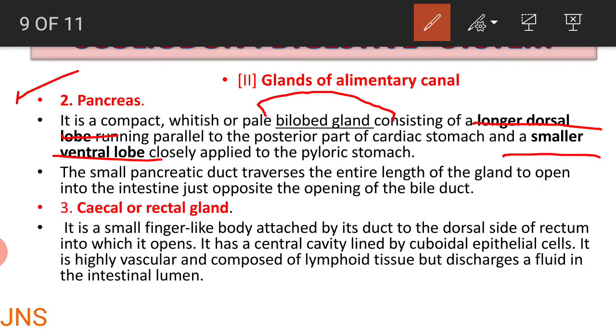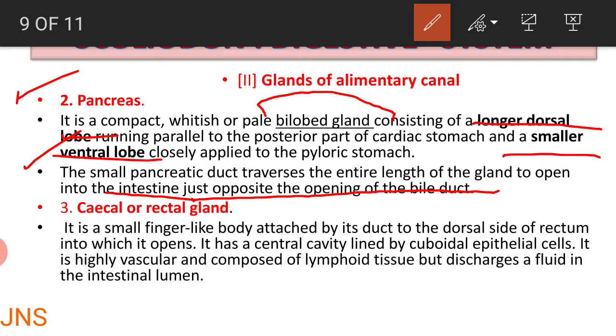The small pancreatic duct traverses the entire length of the gland to open into the intestine. Nearer to the opening of the bile duct, there is an opening of the pancreatic duct in the anterior part of the intestine, just opposite the opening of the bile duct.